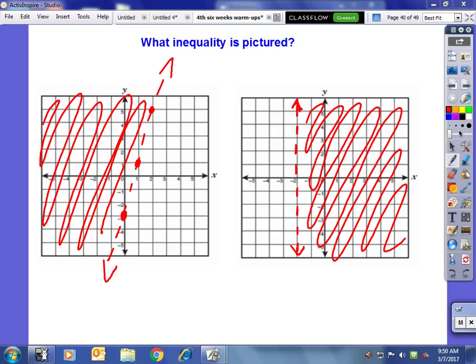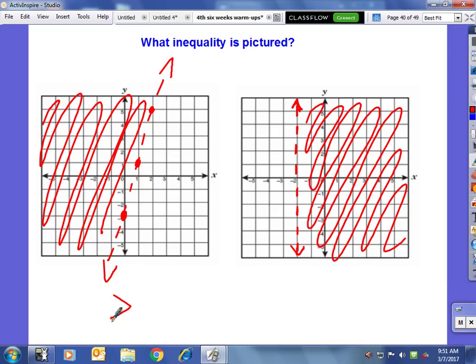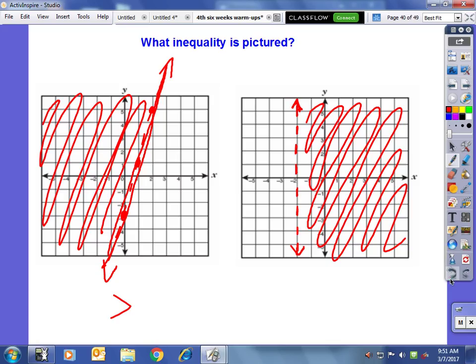All right. This first picture. The first thing I would ask myself, is it shaded above or below? Above. So I know it's going to be greater than. Then I would look at the line itself, Dylan. Is it solid or dashed? Okay, so what does that mean? All right, I don't put an extra little equal sign with the symbol. It's just a greater than symbol. Not with this one, not with number 1. Now, if it had been solid, that's when you put the equal. Okay, so it's just greater than.